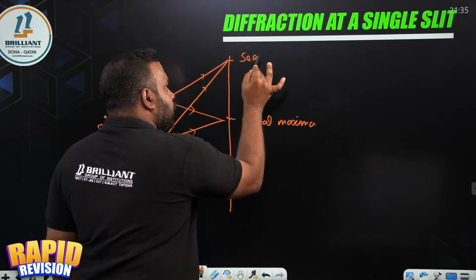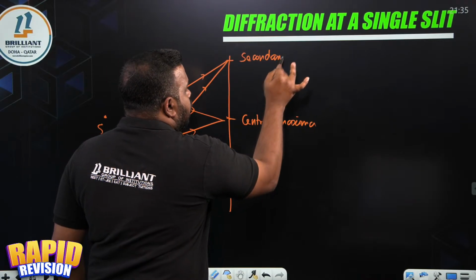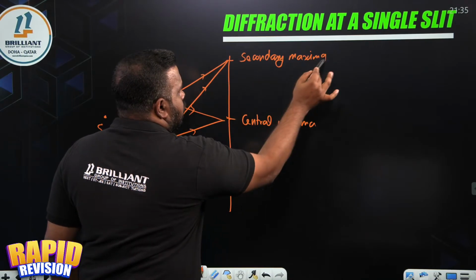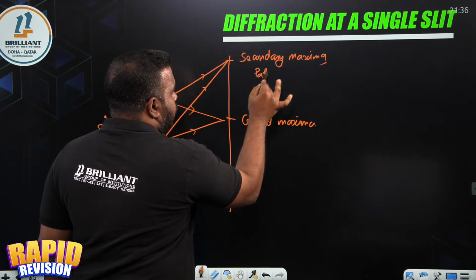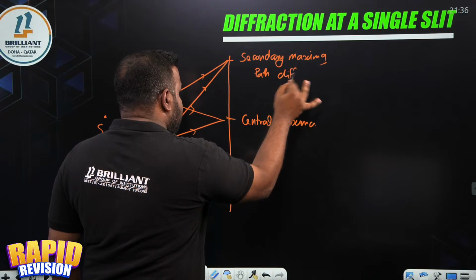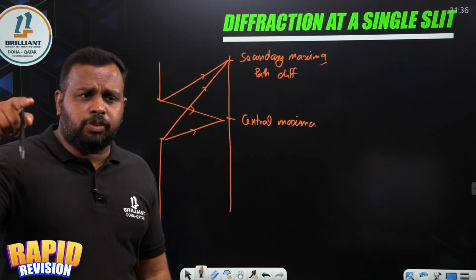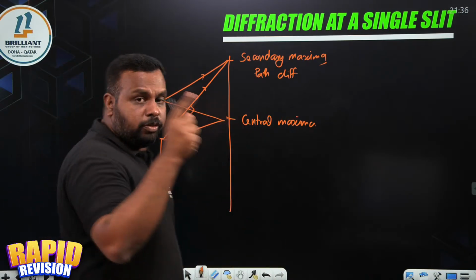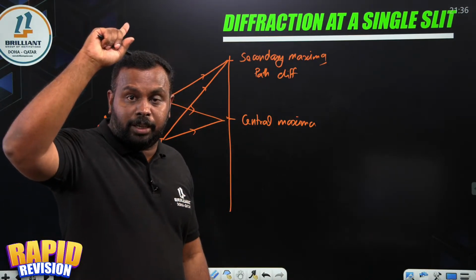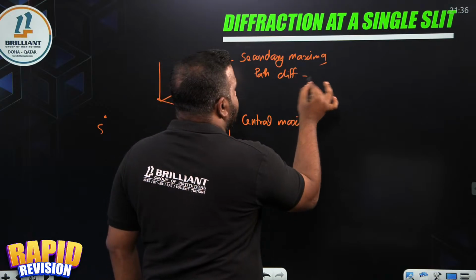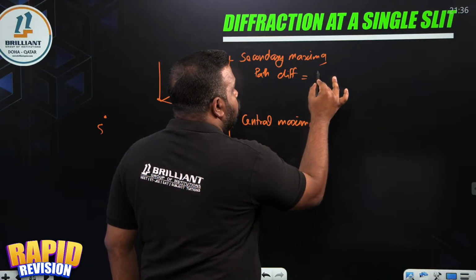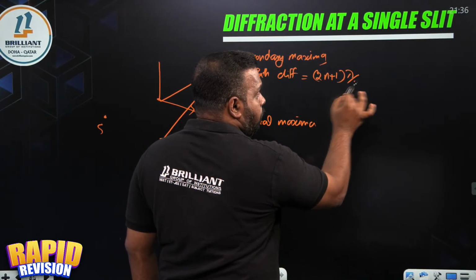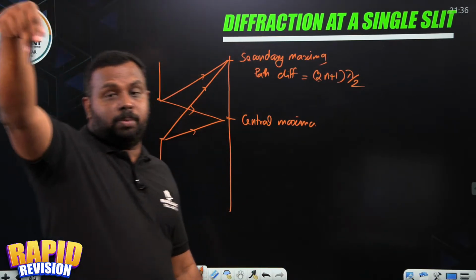Secondary maxima. And what you have to study is the condition for secondary maxima. You can just think like this: the conditions for minima and maxima in interference and diffraction are reversed. That means the condition for maxima in diffraction is the condition for minima in interference. So from this, for secondary maxima it is 2n plus 1 into lambda by 2. Please note that it is 2n plus 1. The previous one we took as 2n minus 1.